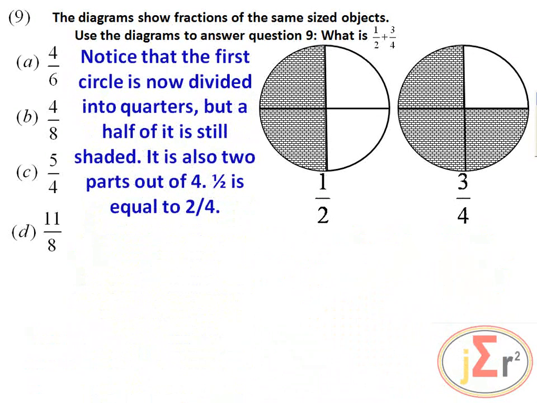Notice that the first circle is now divided into quarters, but a half of it is still shaded. This one is divided into quarters, 4 equal parts. Do we have quarters here, Jerry? Yes, because it is divided into 4 equal parts. But at the same time, it is half of the circle that is shaded. Is that right? Yes. Right. So we have only half of the circle shaded still.